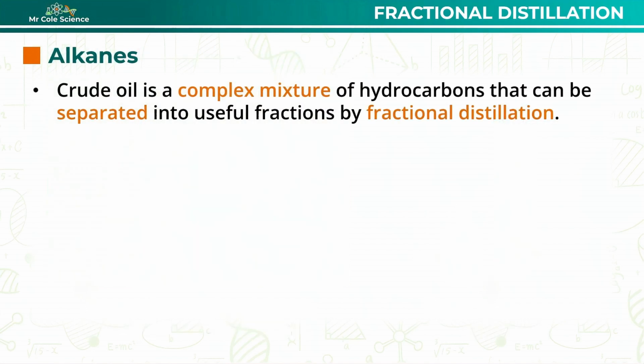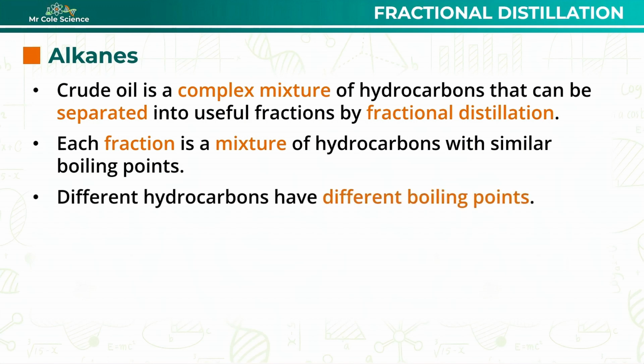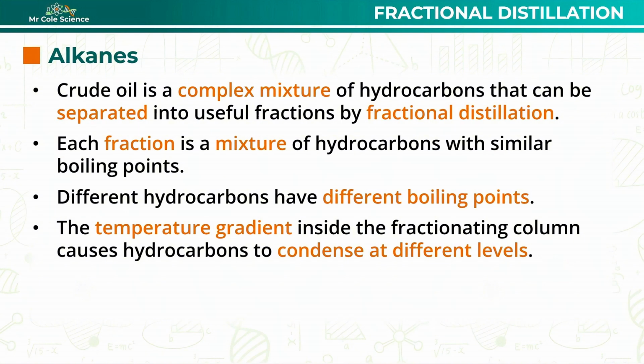So crude oil is a complex mixture of hydrocarbon molecules that can be separated into useful fractions by fractional distillation. Each fraction contains a mixture of hydrocarbon molecules with similar boiling points and therefore has a particular use. The process of fractional distillation works because different hydrocarbons have different boiling points and the fractionating column contains a temperature gradient. This allows different hydrocarbon molecules to condense at different levels within the column. Small hydrocarbon molecules have low boiling points and are collected near the top of the column, whilst large hydrocarbon molecules have high boiling points and are therefore collected towards the bottom.